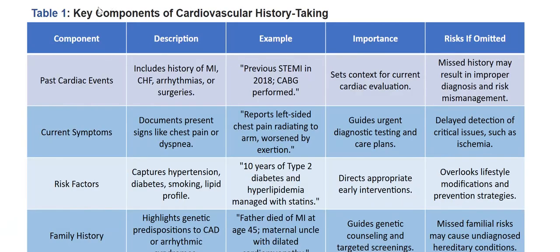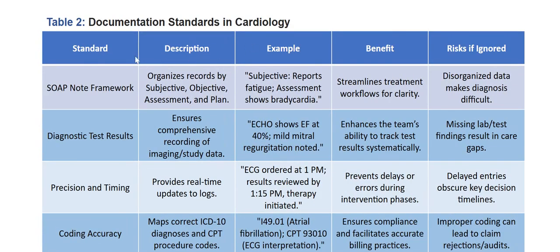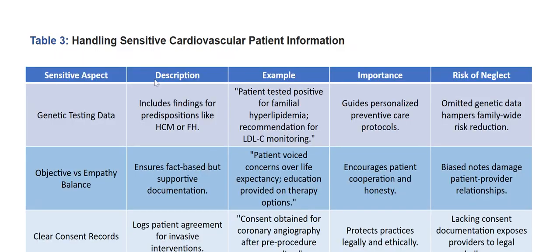Summary tables. Here we have a table on key components of cardiovascular history taking: component, description, example, importance, risks if omitted. Components we have: past cardiac events, current symptoms, risk factors, family history, social and lifestyle factors. Table on documentation standards in cardiology: standard, description, example, benefit, risks if ignored. Standards we have: SOAP note framework, diagnostic test results, precision and timing, coding accuracy, compliance with HIPAA.